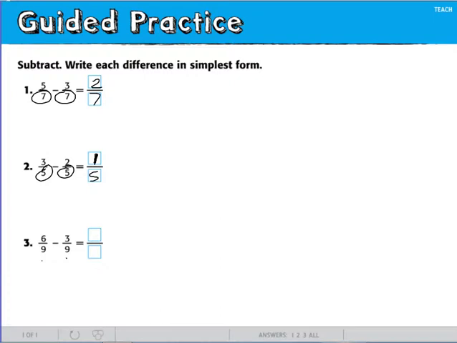Denominators are 9, so 9 stays. 6 subtract 3 is 3. Can we reduce 3/9? Yes. What can we divide it by to reduce it? 3 over 3. So 3 divided by 3 is 1, and 9 divided by 3 is 3. So there are your answers.